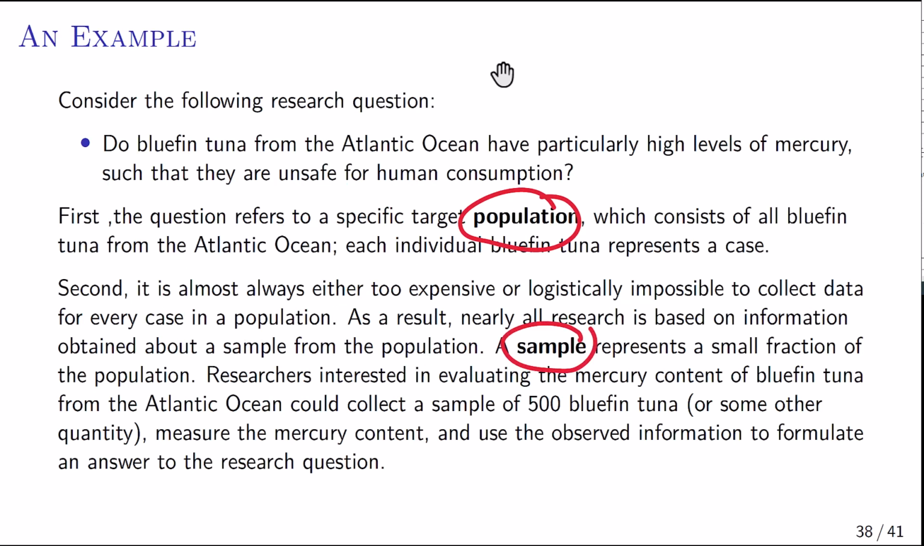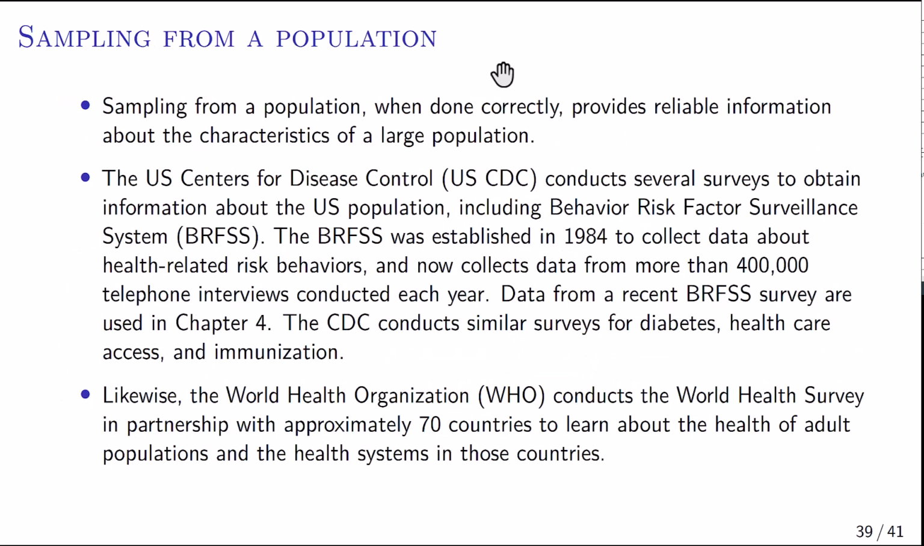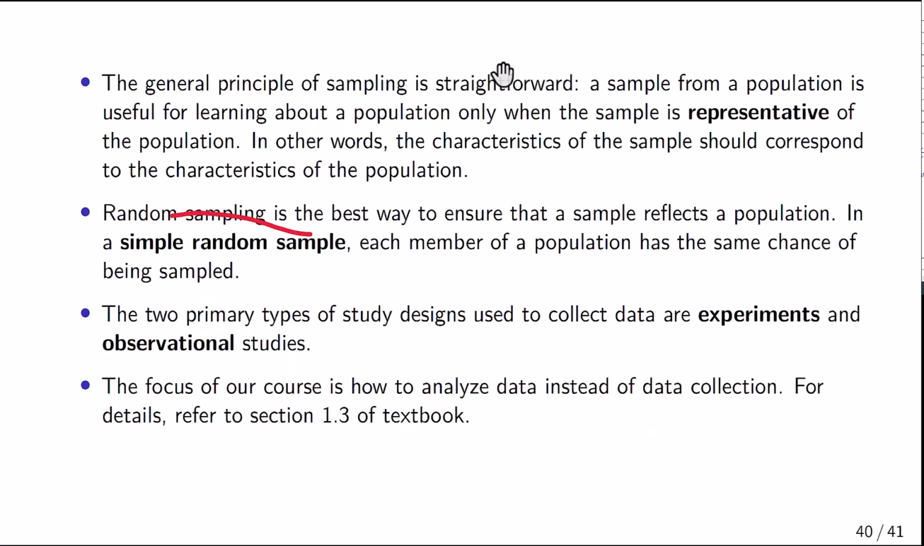For example, consider that bluefin tuna from the Atlantic Ocean have a particularly high level of mercury, such that they are unsafe for human consumption. This is the question. After we decide the population, how are we going to sample? Most of the time we use the so-called simple random sample. The simple random sample is the easiest and most often applied technique in real life.